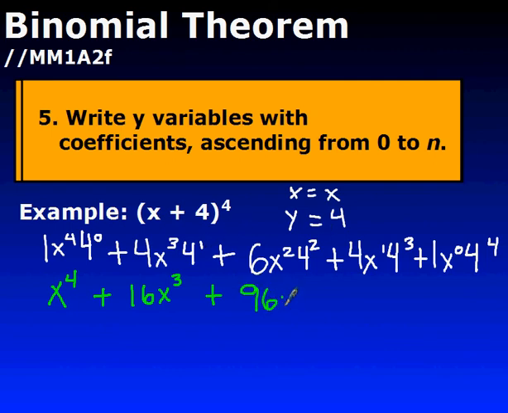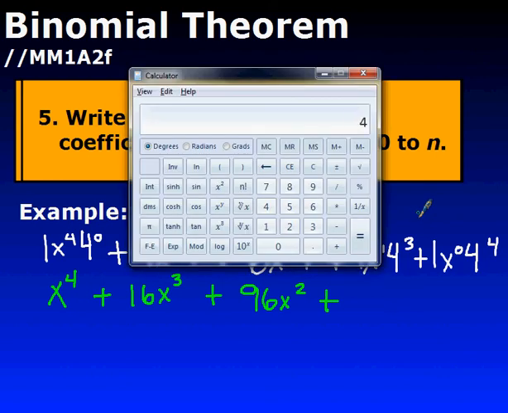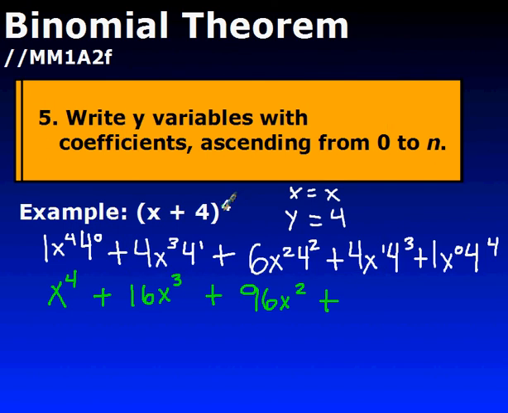4, x to the first power, 4 to the third power. Let's see what that pesky 4 raised to the third power is, 64. And we need to multiply it by 4, 256. And finally, 1 times x to the 0, which recall is 1, times 4 to the 4th. 4 to the 4th power is 256.